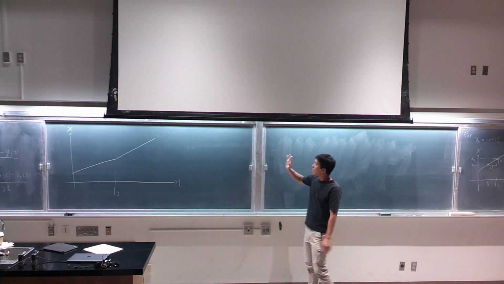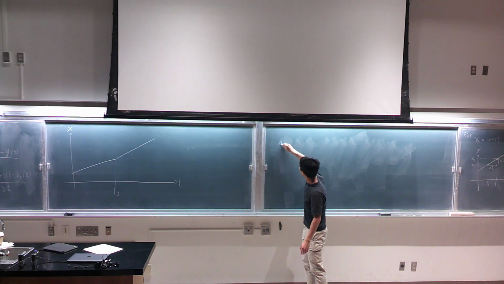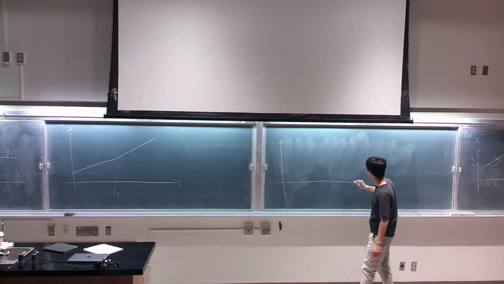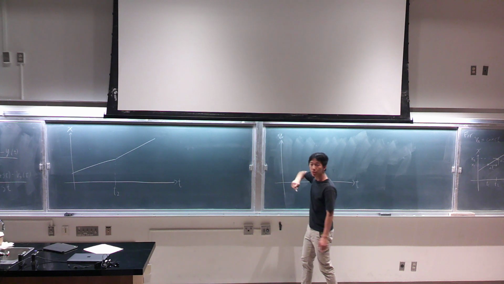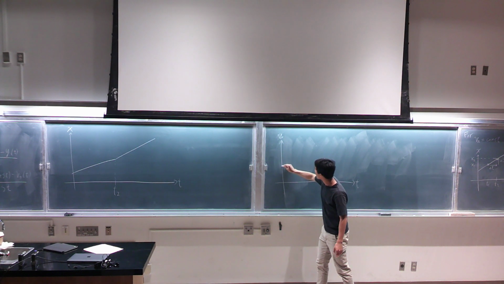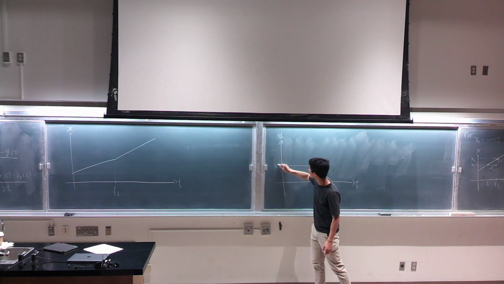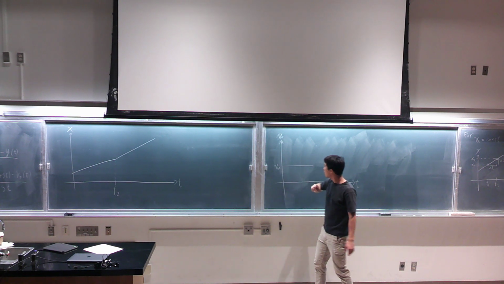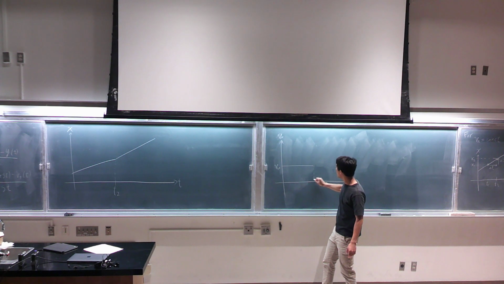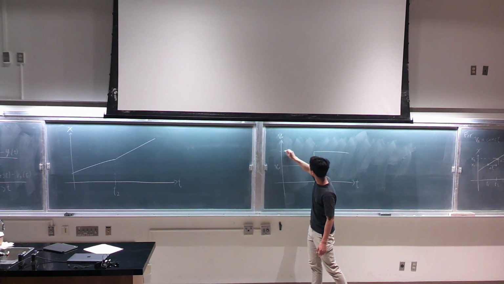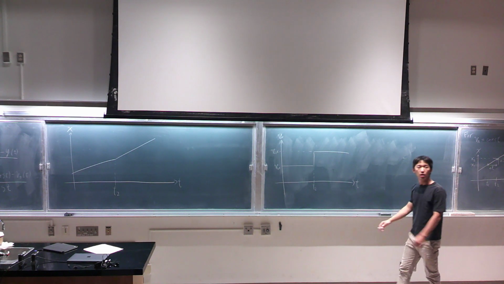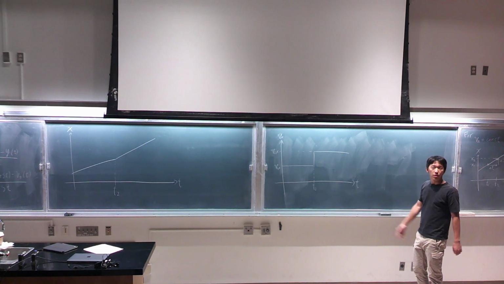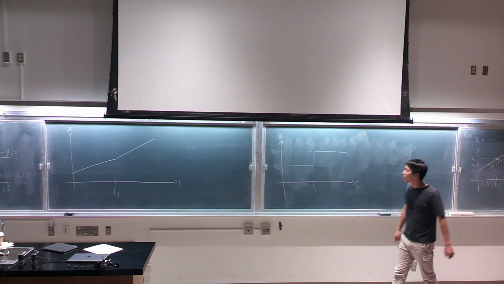So the vxt graph corresponding to that xt graph should be some constant velocity in the beginning. Let's say this is v1x. And then at t equals t2, this velocity suddenly jumps to another constant value. Let's call this v2x. Okay? So in this case, the velocity is changing.